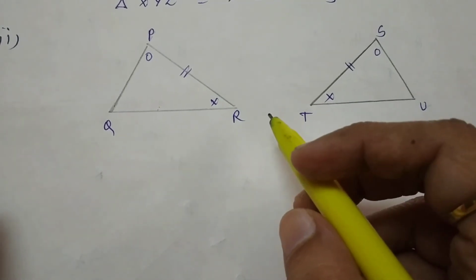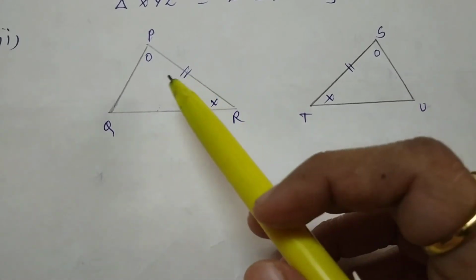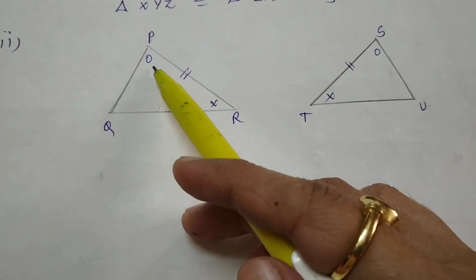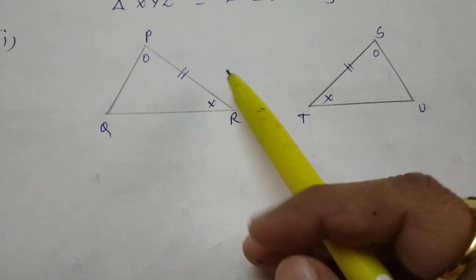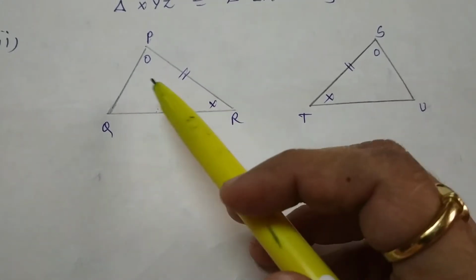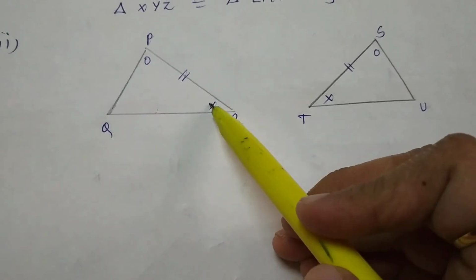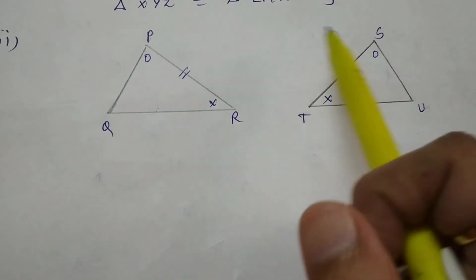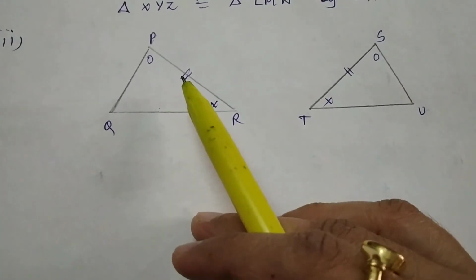In the third sum, we have two triangles given here. If you look here, this is angle, this is side, and this is again angle. So this will be angle, side, angle test, right? So ASA test. So these two triangles are congruent by ASA test. But how do I write that?